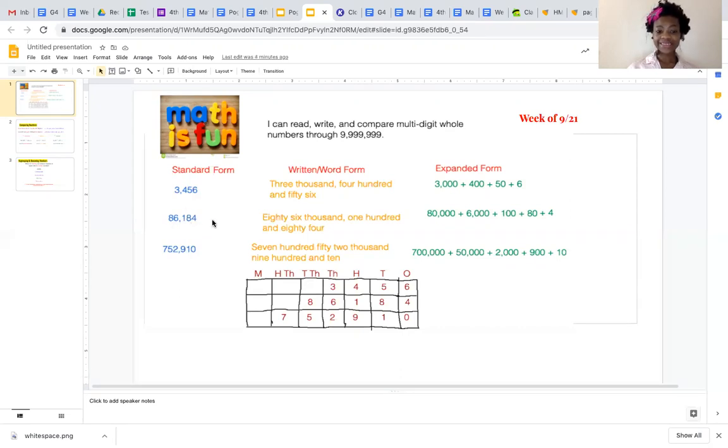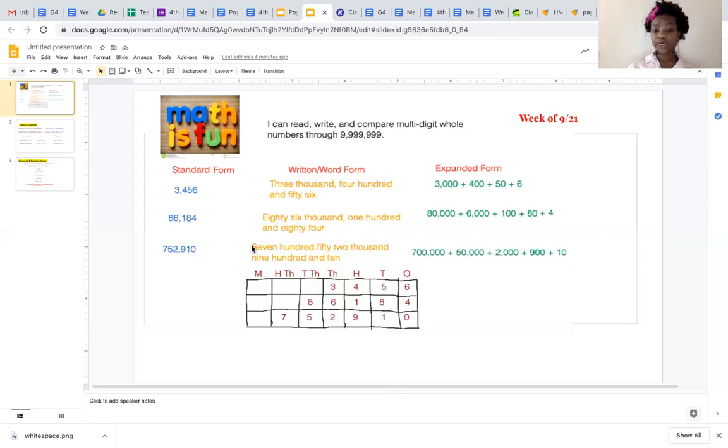That reads 86,184. And 752,910. And that reads 752,910. So whenever you see numbers written out in this way, we call that standard form.